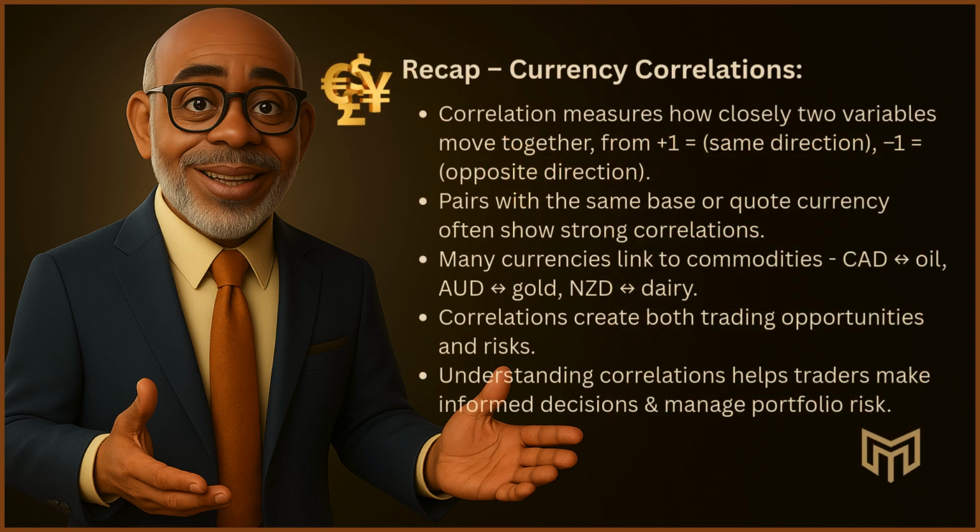Let's recap what we've learned about currency correlations. Correlation measures how closely 2 variables move together, from +1 in the same direction to -1 in the opposite direction. Pairs with the same base, or quote currency, often show strong correlations. Many currencies link to commodities, such as the Canadian dollar with oil, the Australian dollar with gold, and the New Zealand dollar with dairy. Correlations create both trading opportunities and risks.